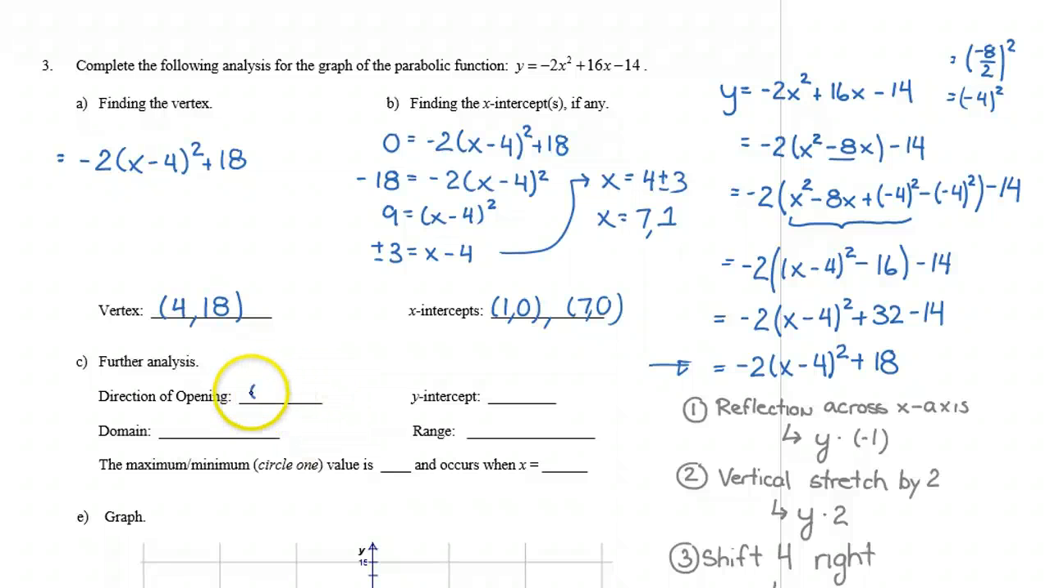The direction of opening: it opens down. The y-intercept can always be read off in standard form, by the c value, so it's going to be (0, negative 14). The domain is x is an element of the reals. Remember to say it like that every time. To get the range, we simply look at vertex form, and we see this opens down and has a maximum at 18, so the range, or y, is all going to be less than or equal to 18. This has a maximum value of 18, and occurs when x is equal to 4.